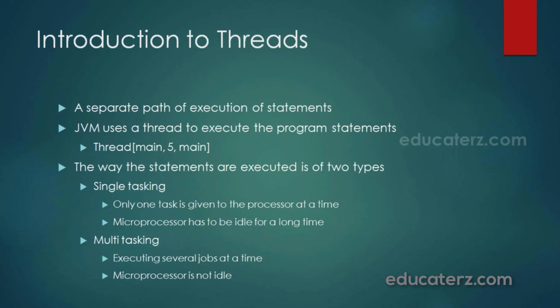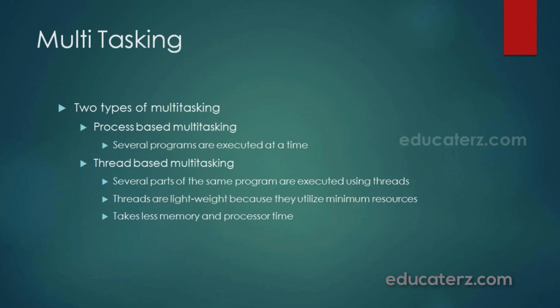It leaves the intermediate results in a buffer, and again comes to the first task and starts its execution from the point where it had left earlier. So this is called round robin. The processor executes several jobs at a time in a round robin manner. This is called multitasking. There are 2 types of multitasking: process-based multitasking and thread-based multitasking.